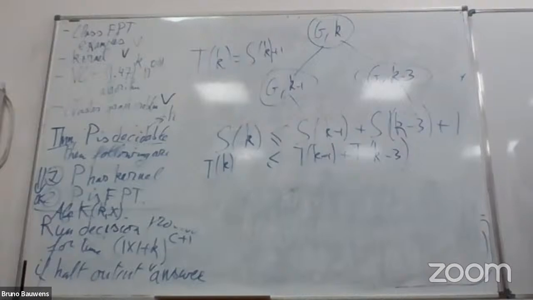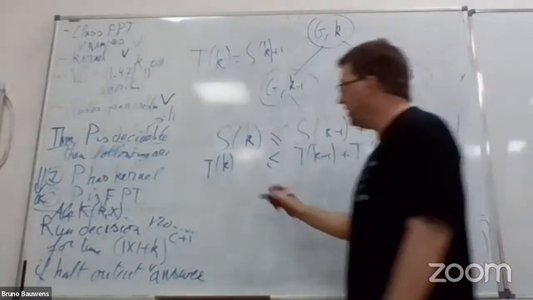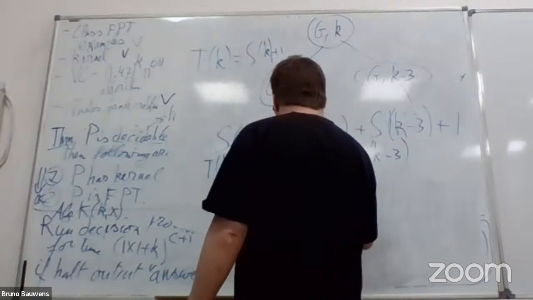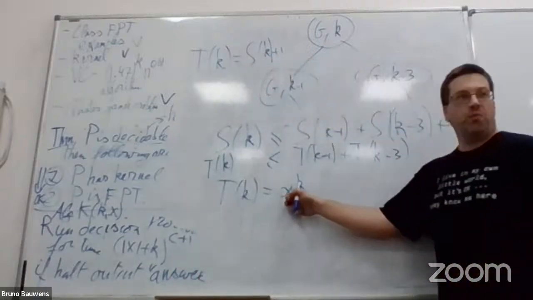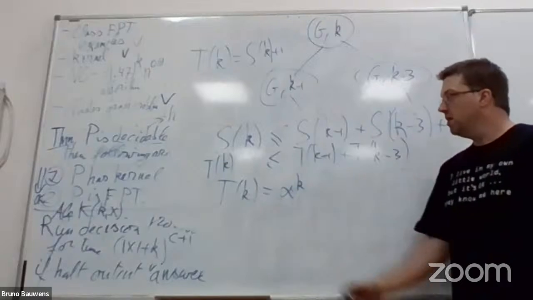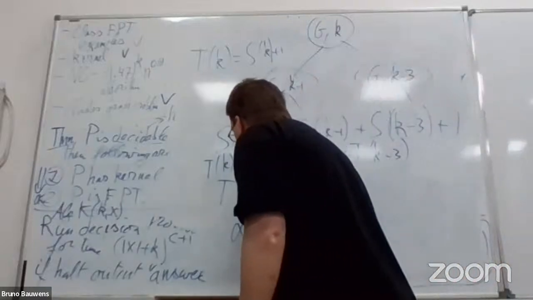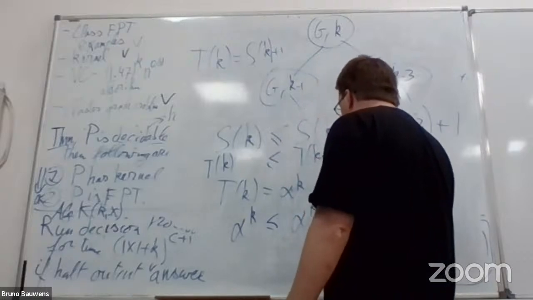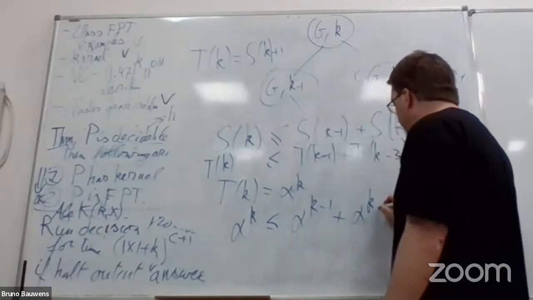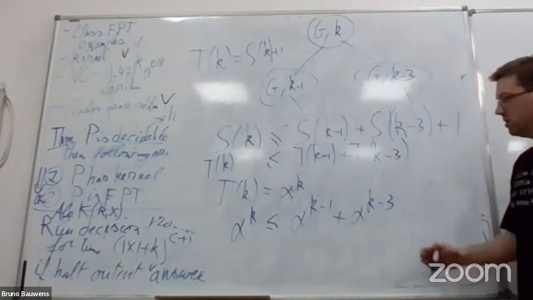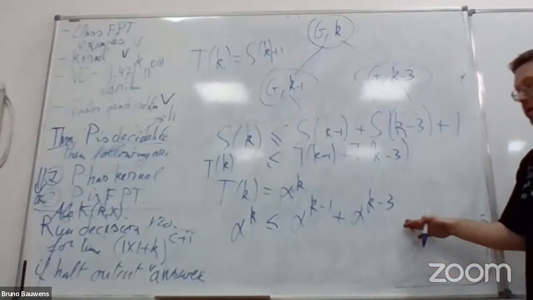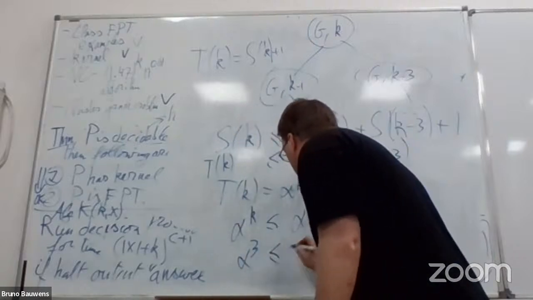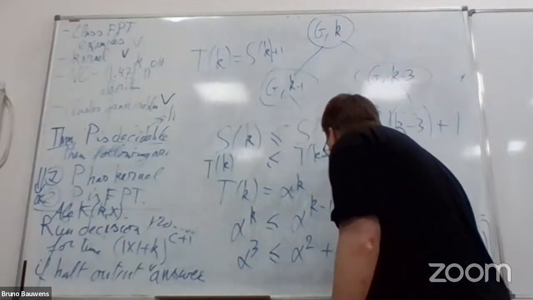And now we will guess that t of k is equal to alpha to the power k. Then let's check which alpha works. Here we have alpha to the power k smaller than alpha to the power k minus 1 plus alpha to the power k minus 3. So let us divide by alpha to the power k minus 3. And so we have alpha cubed smaller than alpha squared plus 1.